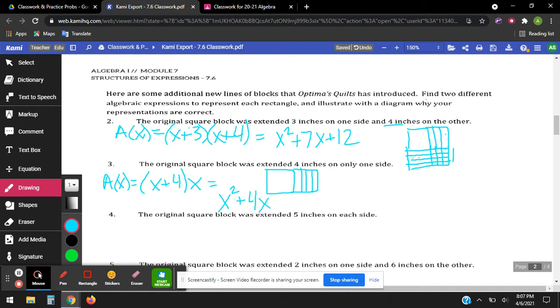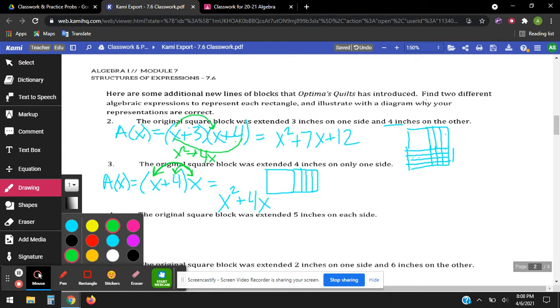Now, if I look at some of these, there's a couple of things I notice. This one is just a distributed, right? X times X, x times 4, x squared, 4x. In other practice problem videos, we've looked at some of these where I've done x squared, x times 4, because I have each of those on here.